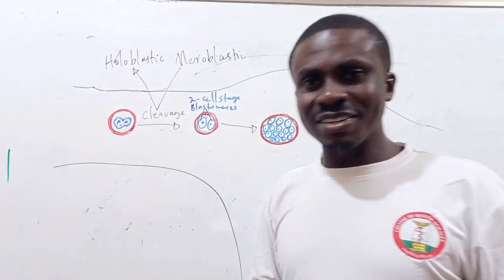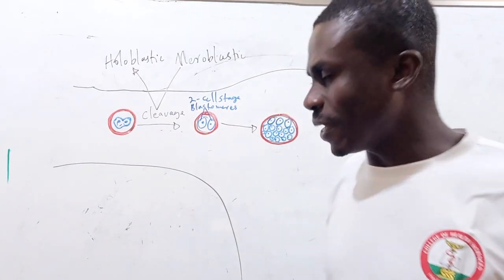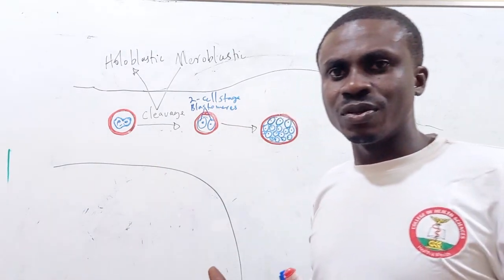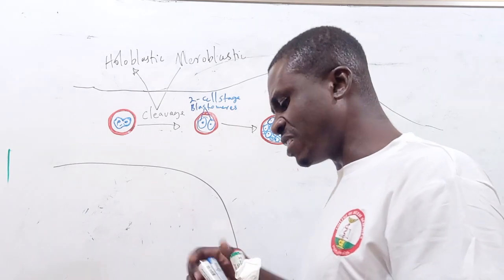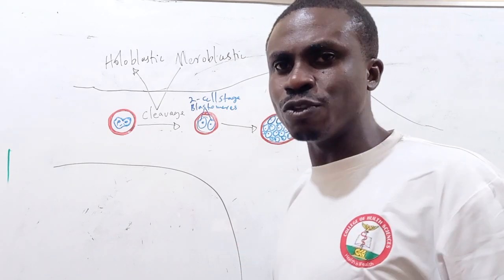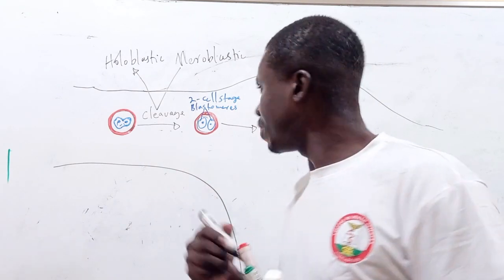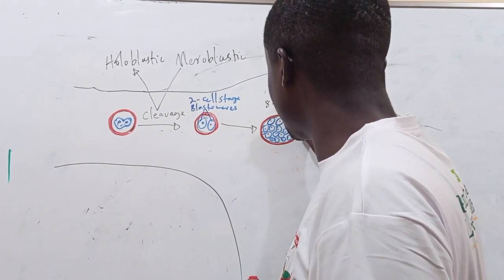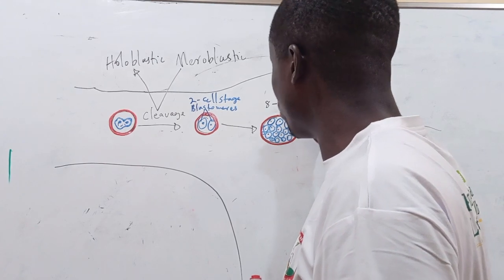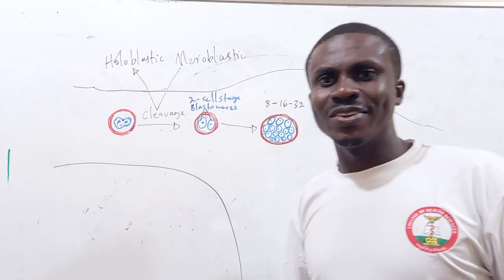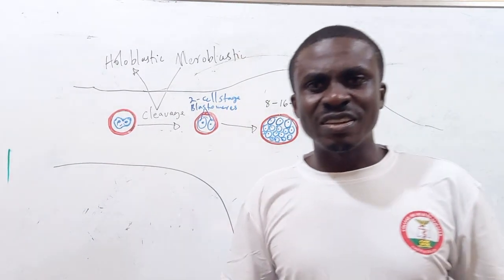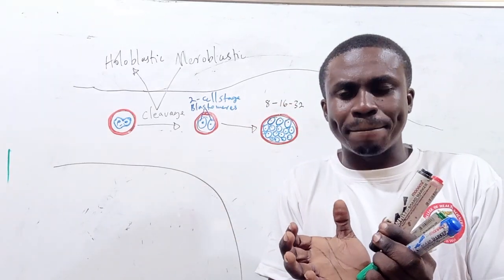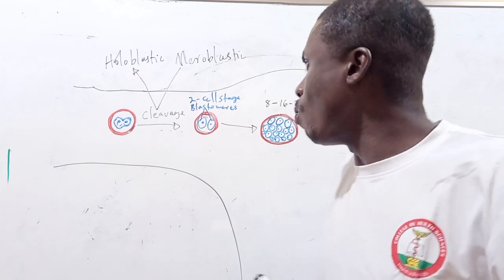Now, beyond the 8-cell stage, the cleavage is still going on, so that from the 8-cell stage, those cells begin to compact. From the 8-cell stage to, let's say, the 16-cell stage, up to even the 32-cell stage, the cells, because they compact, form some kind of ball-like structure, something we call morula.